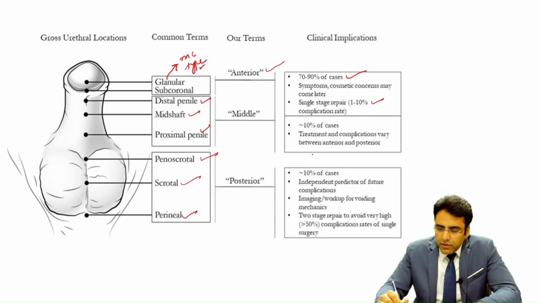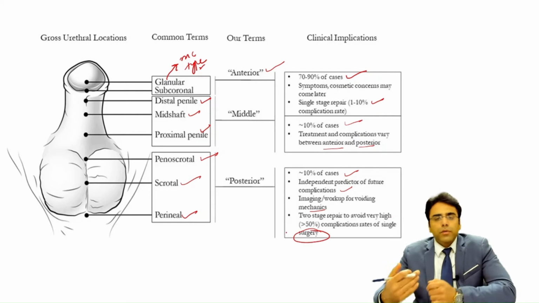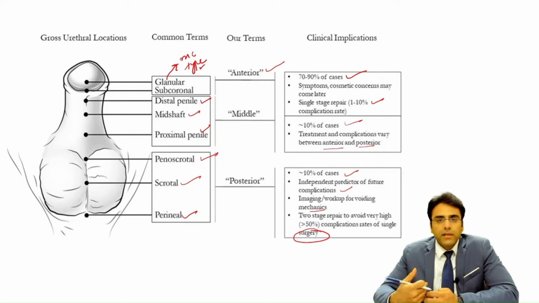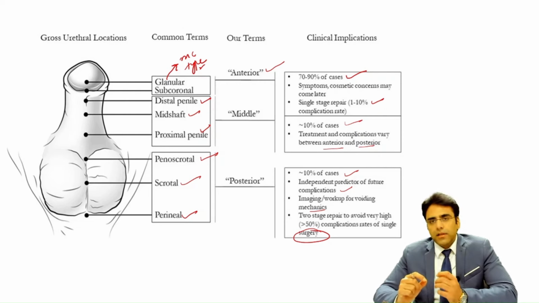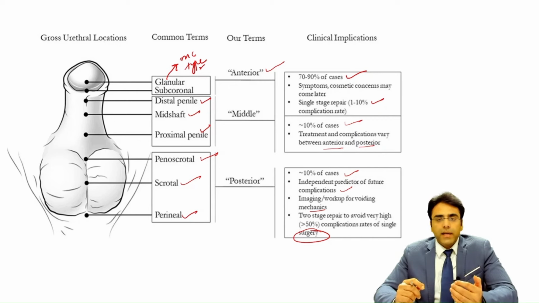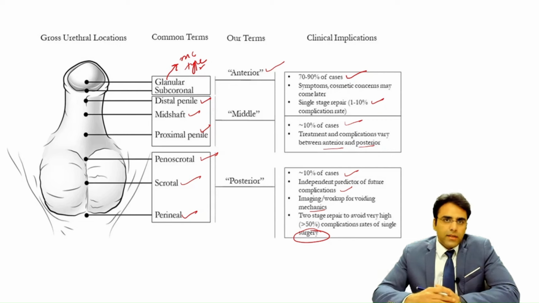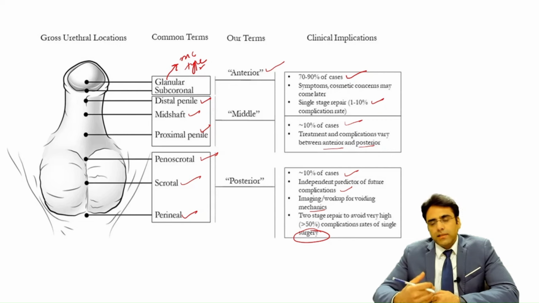Middle type of hypospadias accounts for around 10% of the cases. Treatment and complications may vary between anterior and posterior. Posterior hypospadias again accounts for 10% of the cases. It is an independent predictor of future complications. It is a two-stage repair to avoid the very high complication rate of single surgery. So the more proximal the hypospadias, the more is the complication rate. Please remember this dictum: the more proximal the hypospadias, the more are the chances of complications. And proximal hypospadias are treated by two-stage surgical procedures.